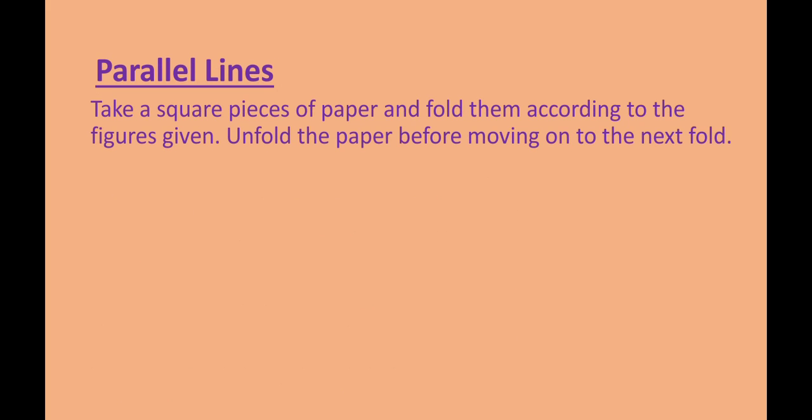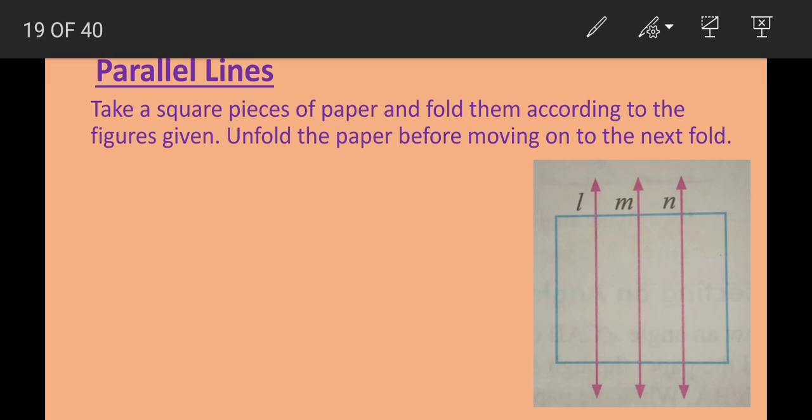In the same way, we have to fold the paper. Take a square piece of paper and fold it according to the given figure. Look here. First we have to fold the paper from top to bottom, in the middle. Here we have to fold again without unfolding. Again we fold from the middle of that paper, so that we get another two lines.